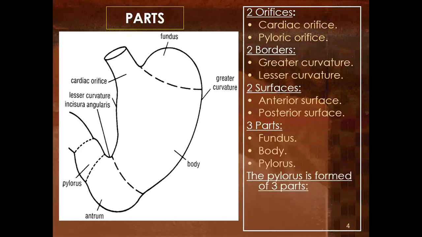So the pylorus is again divided into three parts. The first part is called the antrum. It is also called the pyloric antrum because it belongs to the pylorus. So it is called a pyloric antrum or antrum.